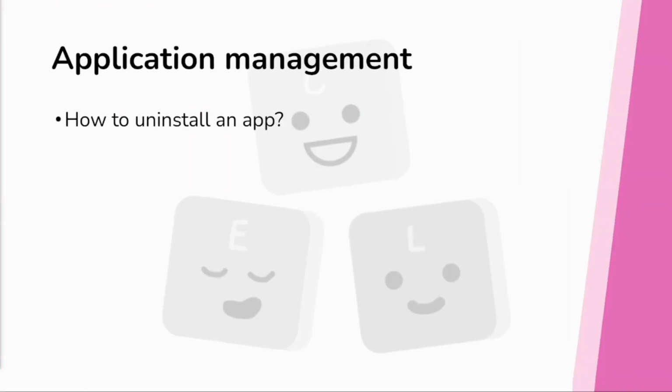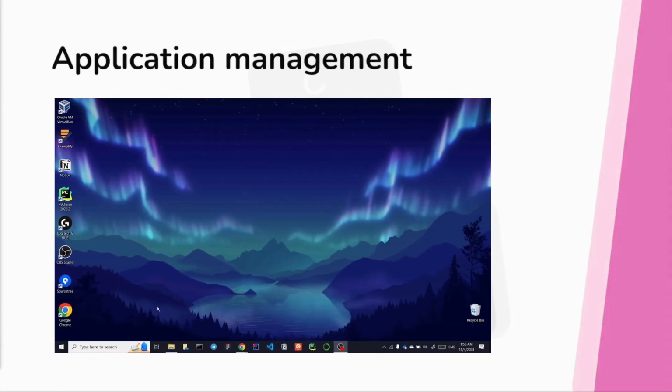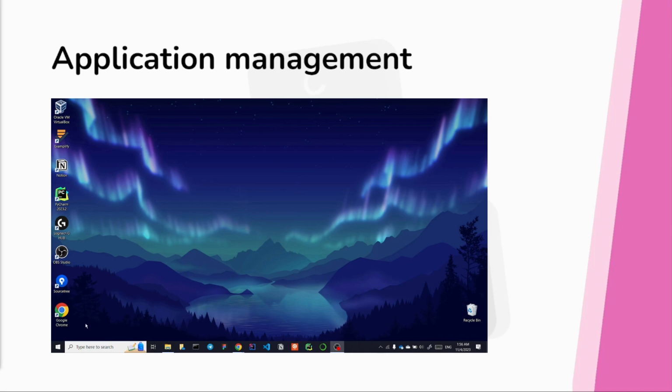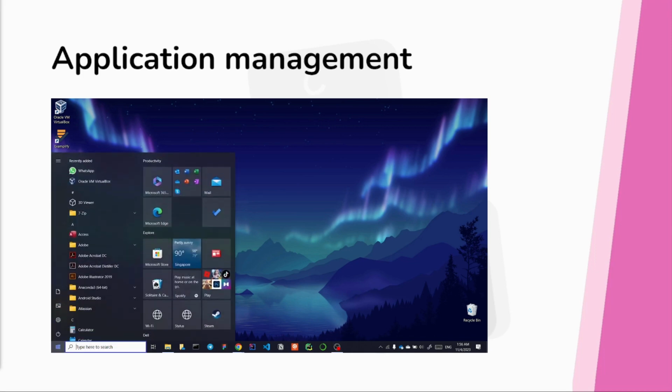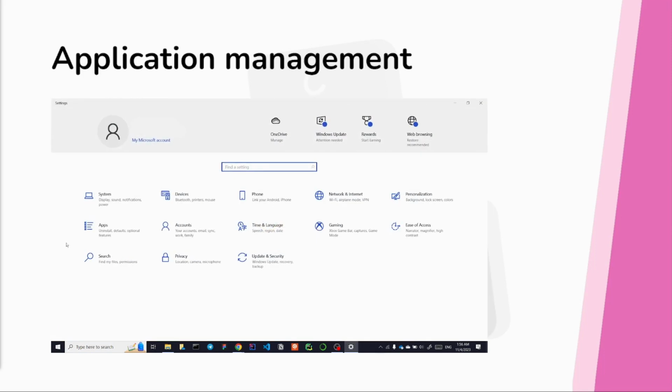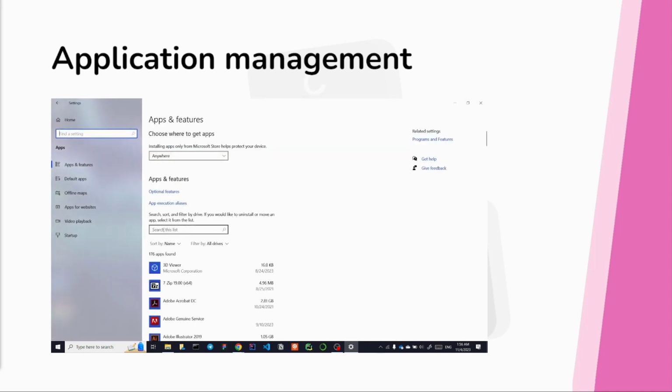Now, if we no longer want to use an app anymore, we can uninstall it from our computer as well. First, click on the Windows button and then the Settings button. After this window is open, look for this part called Apps and click on it. Then we can search for the app that we want to uninstall using this search box.